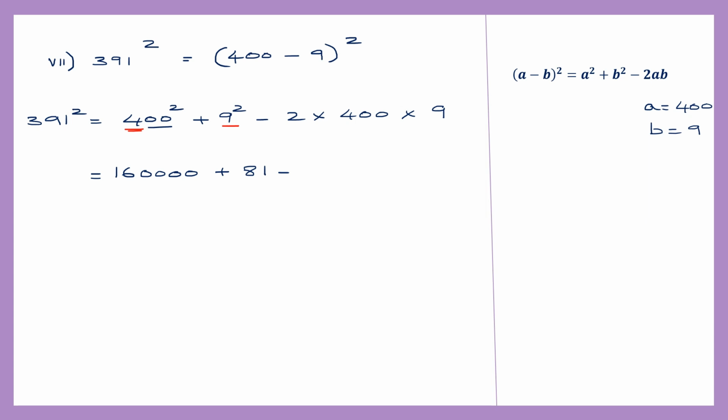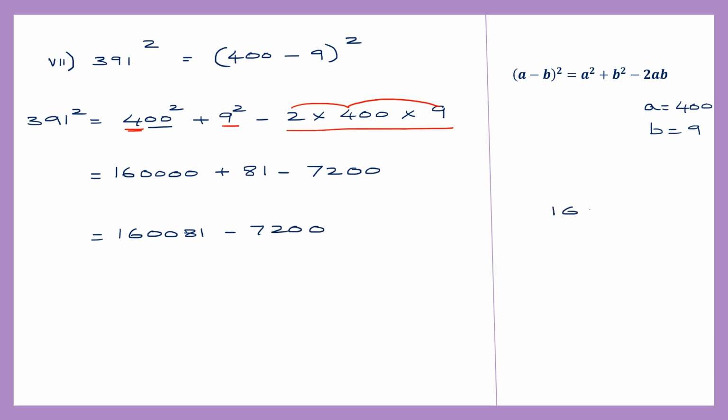Minus, now we have to work on this. So it's all multiplication. 2 fours are 8. 8 nines are 72, and add the two zeros. So here this has become very simple. So this is 1,60,000 plus 81, so that will become 1,60,081 minus 7,200. So we just have to do this subtraction.